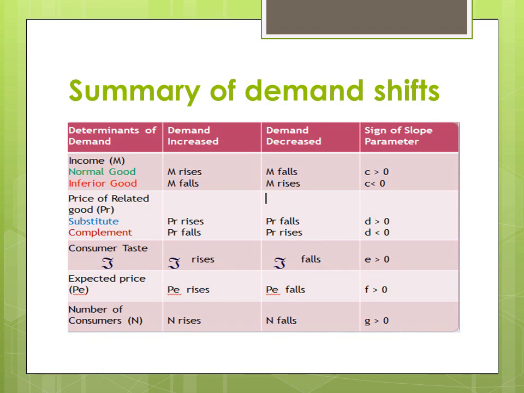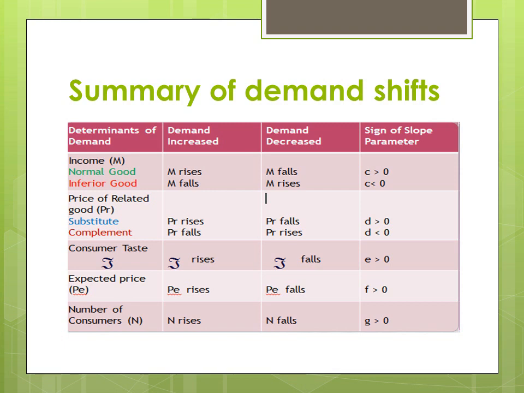Price of related goods. Related goods are substitute goods and complement goods. When the price of a substitute good rises, quantity demanded of the other good also rises, and when the price of a substitute good falls, quantity demanded of the other good also falls. So here the relationship between price and substitute goods is direct, where D, the slope of the parameter, is greater than 0.